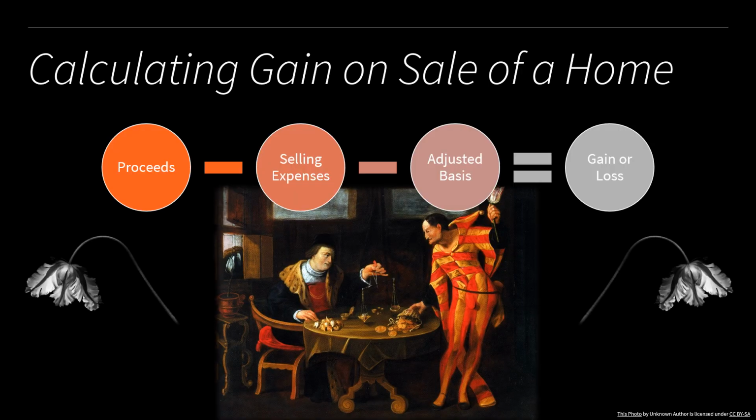And calculating the gain on the sale of a home is real similar to the calculation for the gain on any property. But there's one extra little component to it. So we have the proceeds, and we talked about that, and we never adjust the proceeds. The proceeds are the proceeds. The sales price is the sales price. And then we subtract out selling expenses. And then we subtract out adjusted basis and come to our gain or loss.